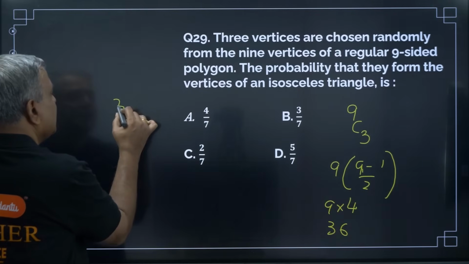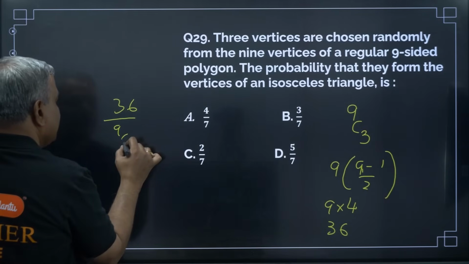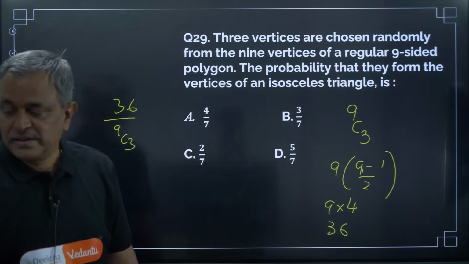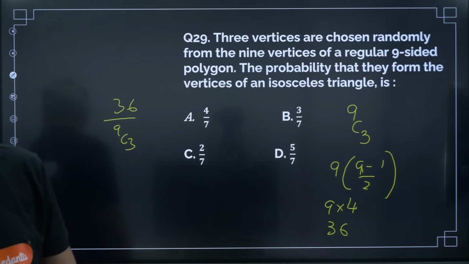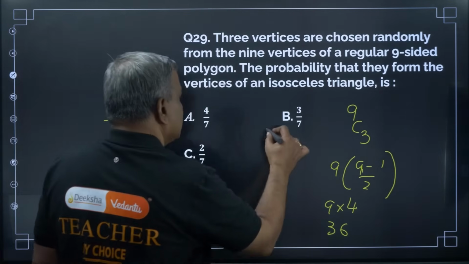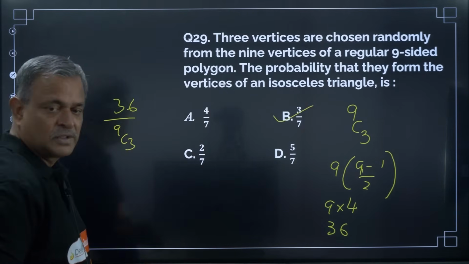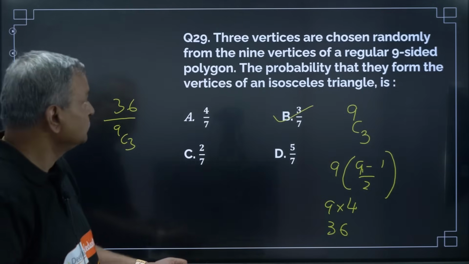Probability will now be 36 by 9C3. You simplify it, and you get 3 by 7. 3 by 7 is the option. This much calculation you have to do.